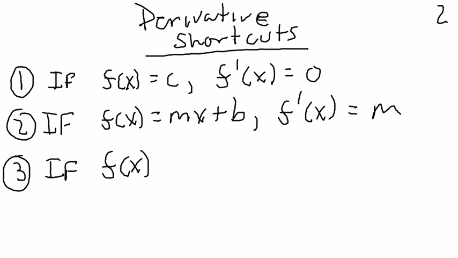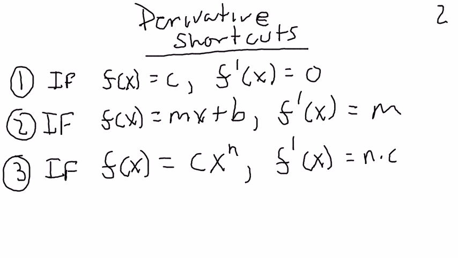This is called the power rule. So if you have f of x equals some constant times x to the nth power, to find the derivative, I'm going to bring the n down, multiply it by c, and reduce the power by 1. So f prime of x is equal to n times c times x to the n minus 1 power. And remember, that's going to be called our power rule.